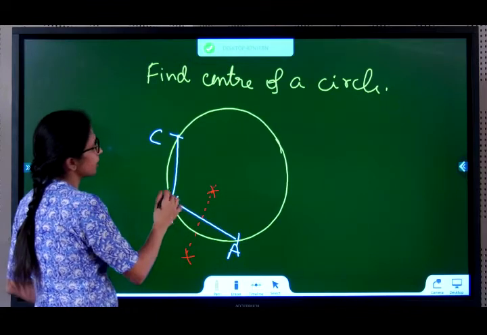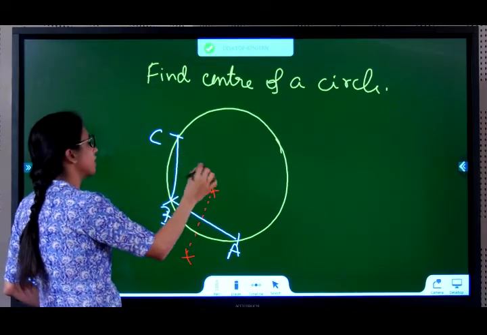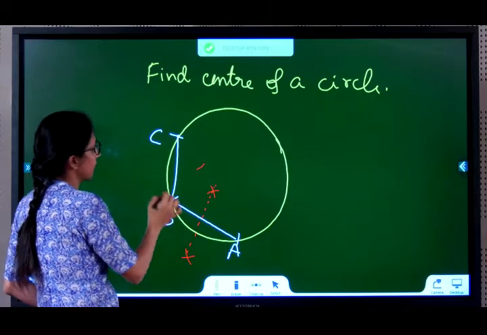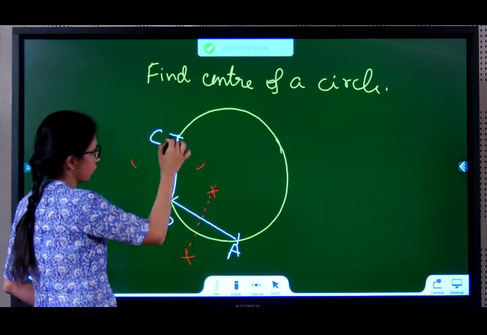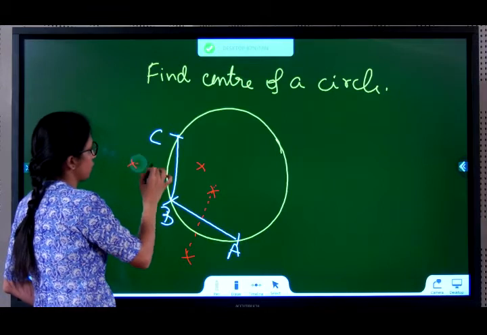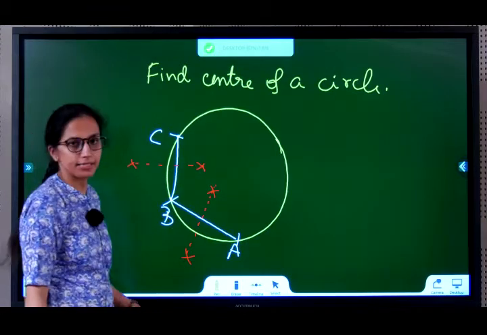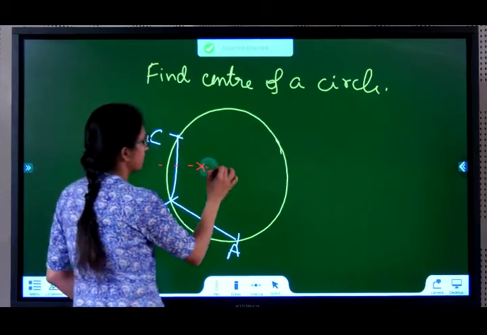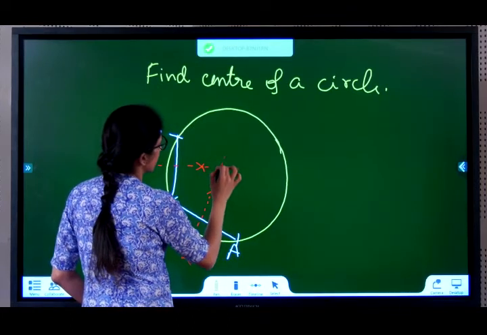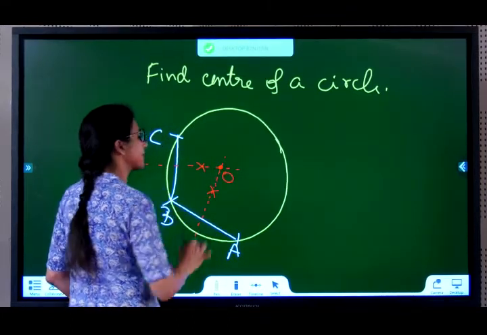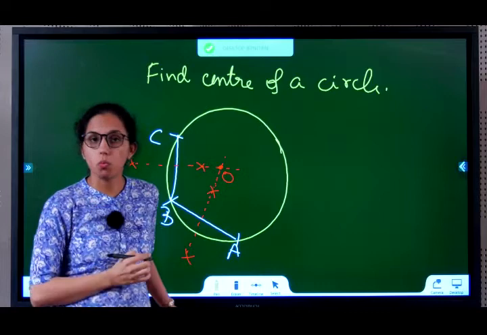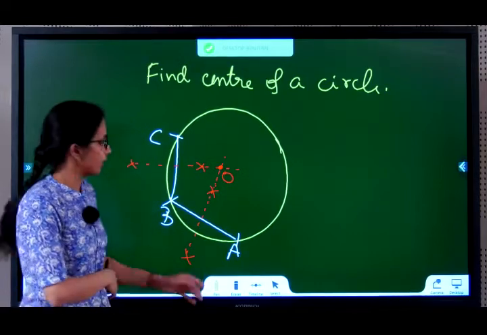Do the same thing for BC. Measure more than half of BC, cut an arc up from B and cut an arc below. From C, cut an arc, cut an arc. Join these two, it will be the perpendicular bisector. Wherever these perpendiculars meet, that will itself be your center. Now the question is why? How do you know that?